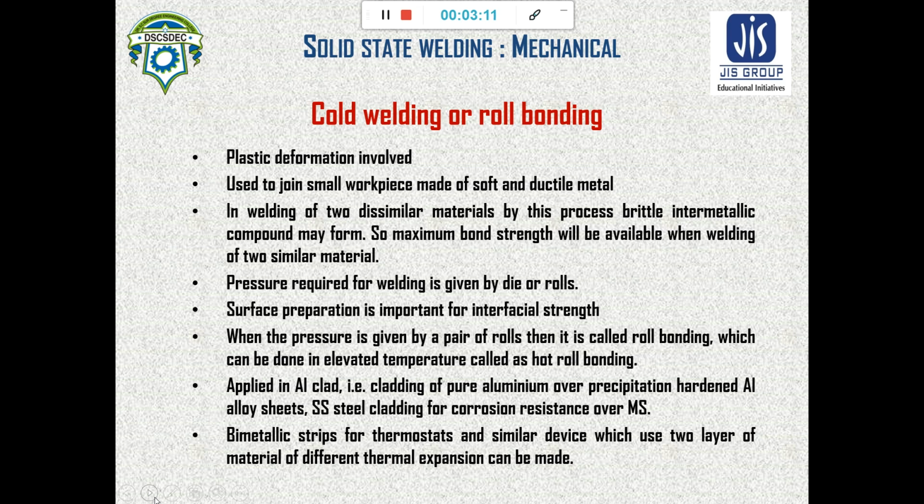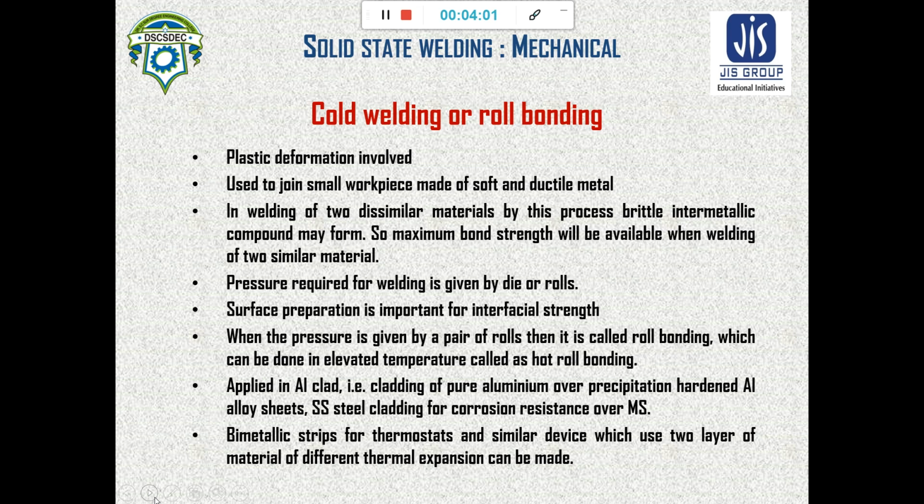The pressure required for welding is given by the die or rolls, and the surface preparation is very important for interfacial strength. So for getting good interfacial strength, the surface roughness is very important. Surface preparation is very important. Next, when the pressure is given by a pair of rolls, it is called roll bonding, and it can also be done at elevated temperature, where a good strength of the joint can be achieved, and that process is known as hot roll bonding.